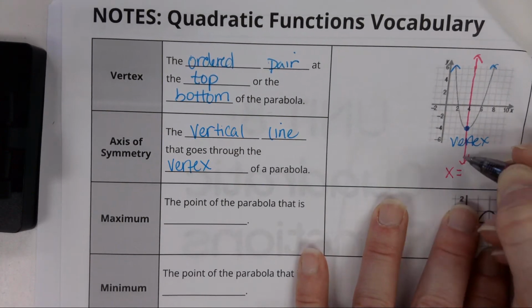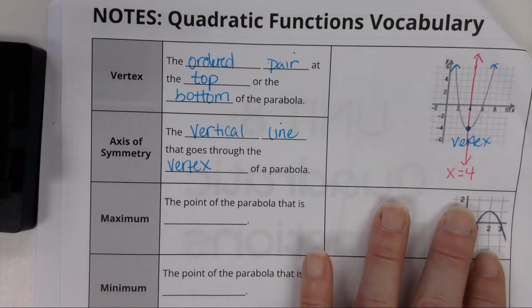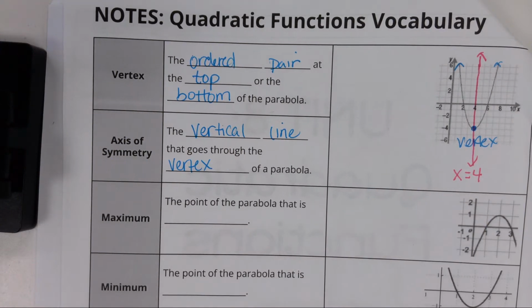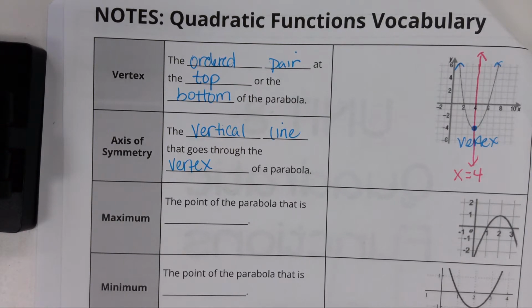The vertical line would have an equation of x equals 4. Vertical lines are x equals, horizontals are y equals. Okay, tell me what you notice about that line. Over here, it only passes through the 1 point. Oh yes, it only passes through 1 point, which is the vertex, yes. It's staying in the middle of the 2 lines that go up.